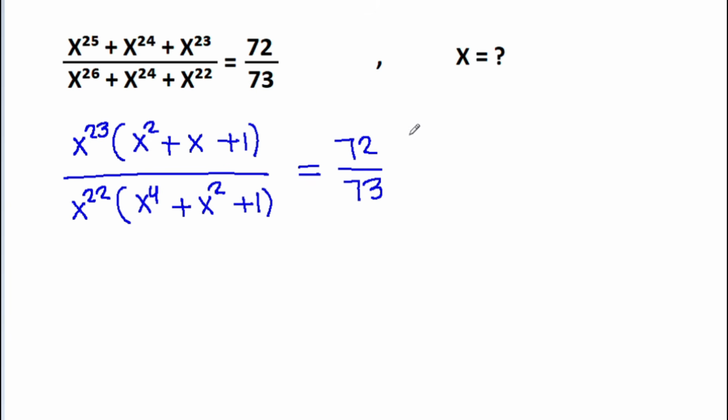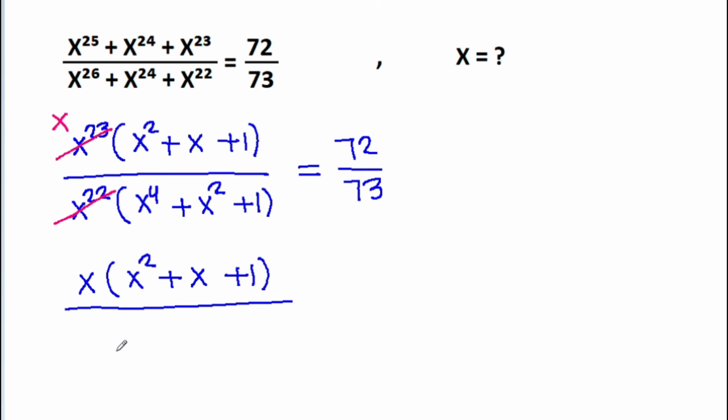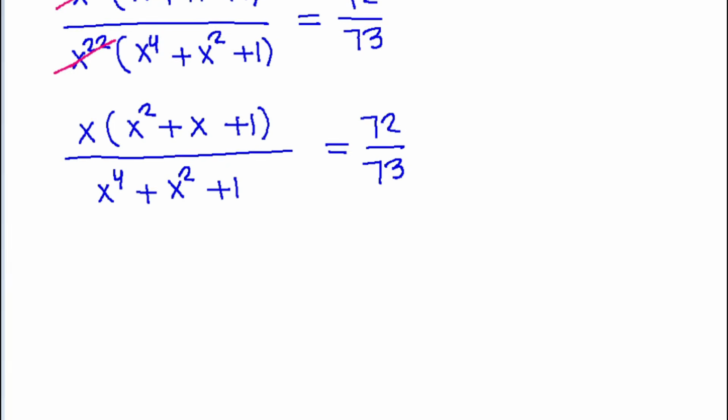And x^22 times x is x^23. So we have x times (x squared plus x plus 1) over (x^4 plus x squared plus 1) is 72 over 73.